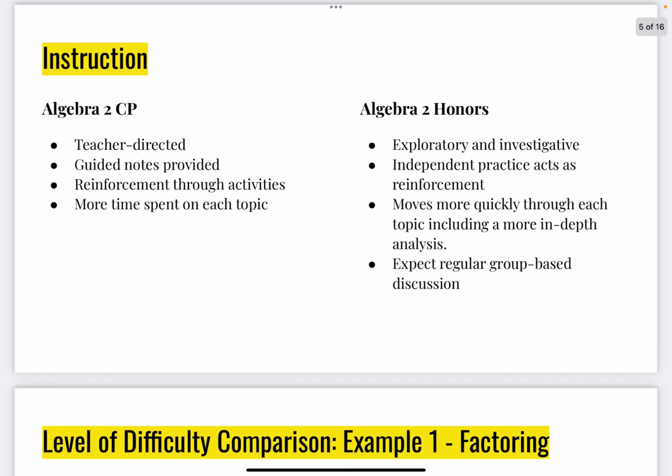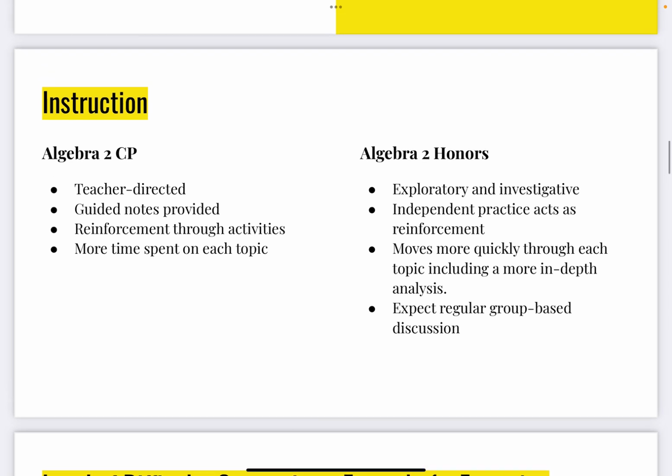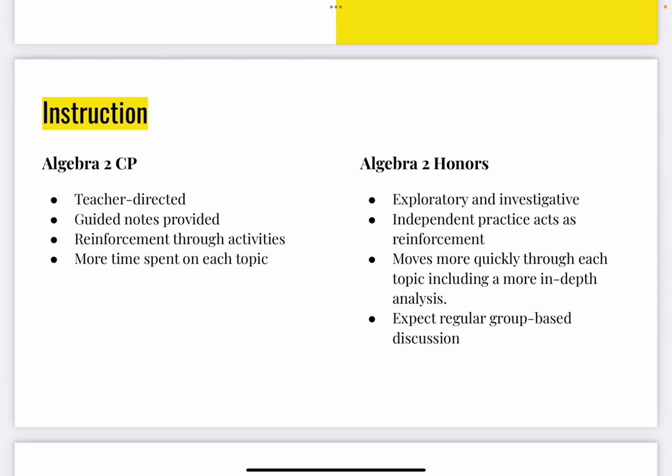As far as instruction, in CP, it's more teacher-directed. There are guided notes provided. There's a lot of time in class spent reinforcing the lessons through activities and practice worksheets, and just in general, more time spent on each topic. Whereas at the honors level, there's a lot more exploration and investigation and learning on your own, which is why you need to be more independent.